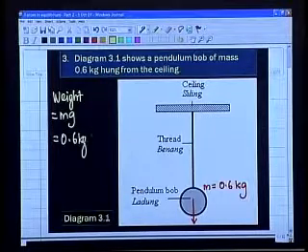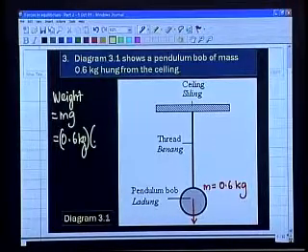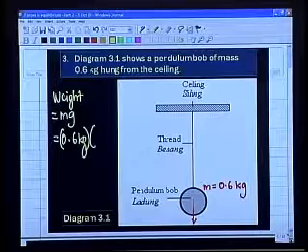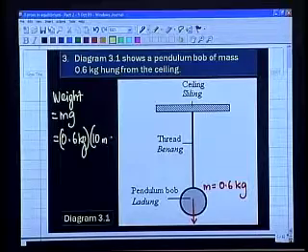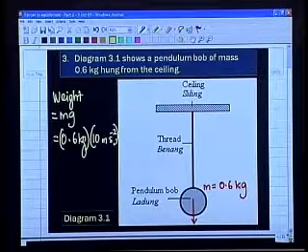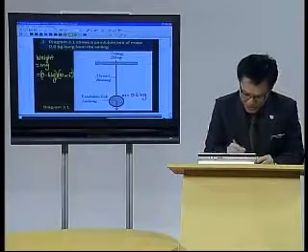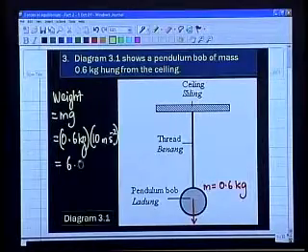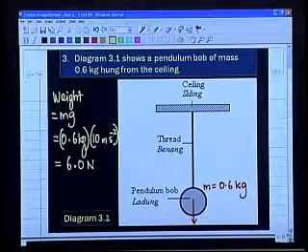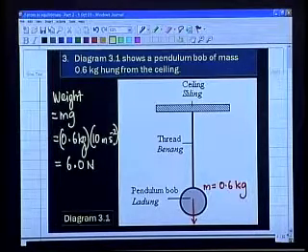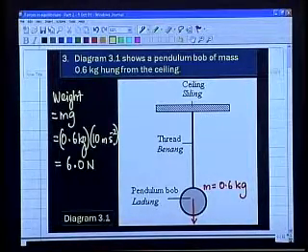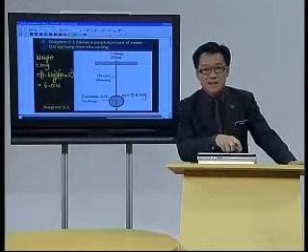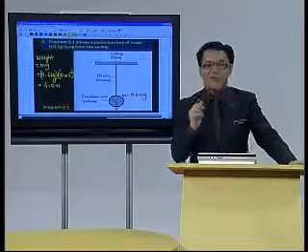Alright, now what is M? 0.6 kg multiplied by G. G here is the acceleration due to gravity. It is always given in your formulae page. It is 10 meters per second per second. Alright, so this would give me 0.6 times 10, I will get 6.0 newtons. Alright, 6.0 newtons is the weight of the pendulum bob. Now this step is very necessary, without which you will get a wrong answer.